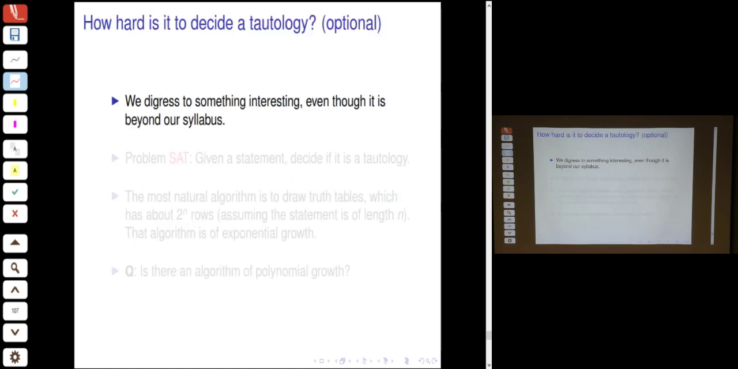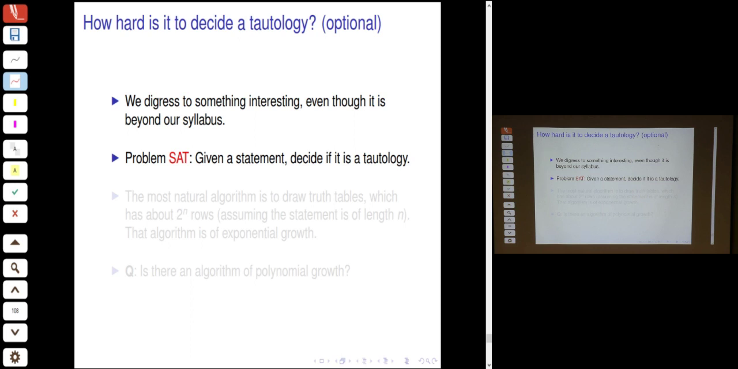Now, I still have 3 minutes, so I want to use the 3 minutes to give you a big open problem. Okay, so this is optional. You don't need to know. Now we want to say something interesting, but it's not in our syllabus. So here is a problem called SAT. It's called satisfiability. Right.